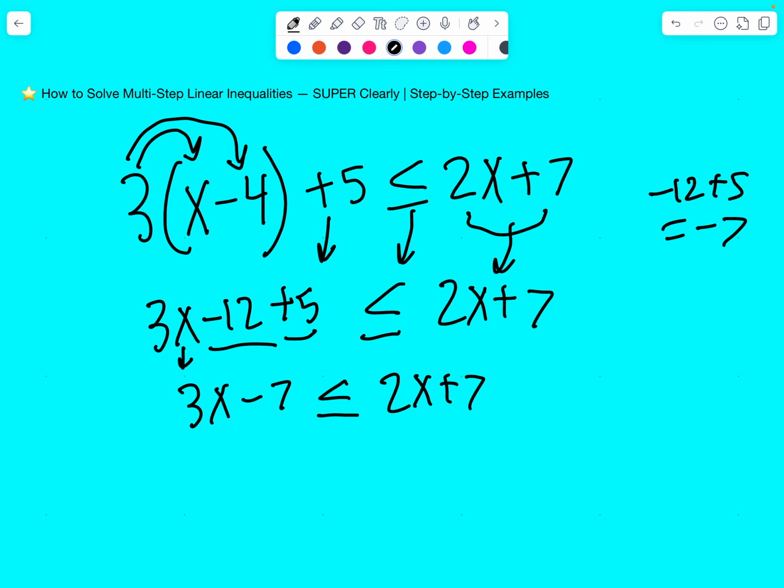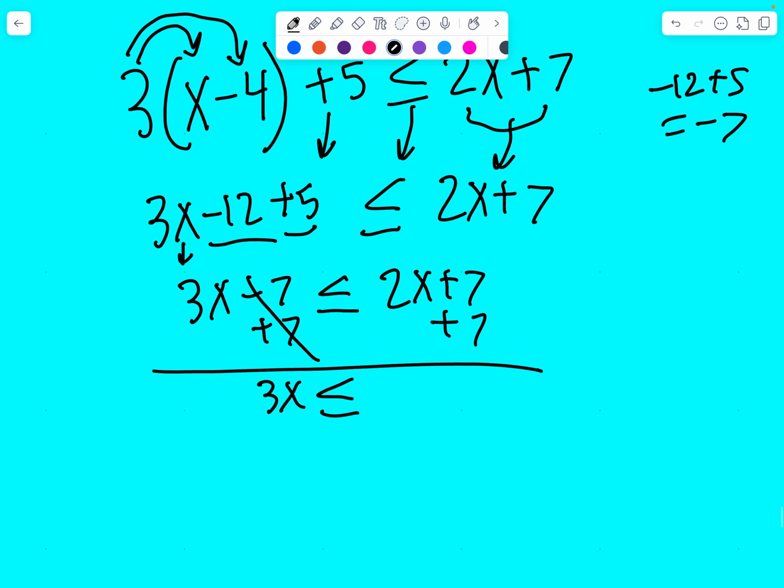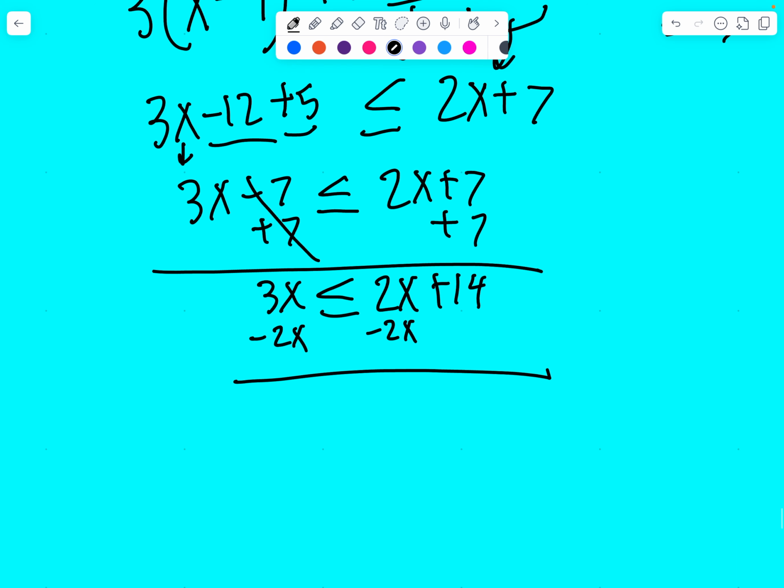I'm going to add 7 on both sides. Cancels out. I have 3x is less than or equal to 2x plus 14. I'm going to minus 2x on both sides, because I just want to know what x is. So then I have 3 minus 2, which is 1, so I have just x. You say 1x or x, I don't care which one, is less than or equal to 14. Okay? So, this is your answer.